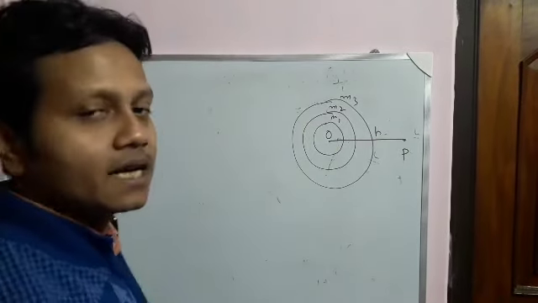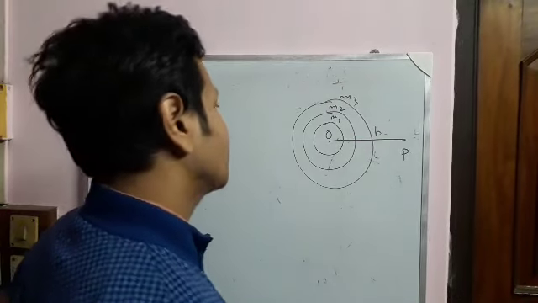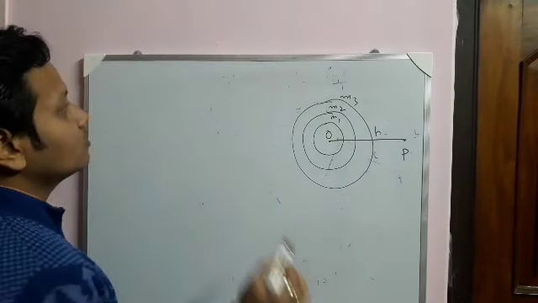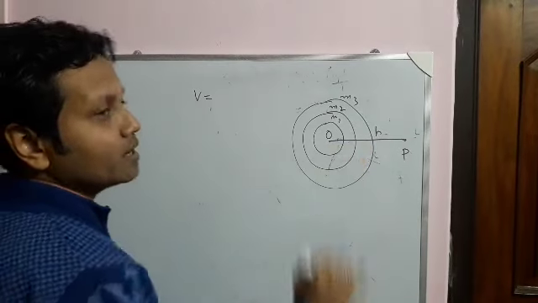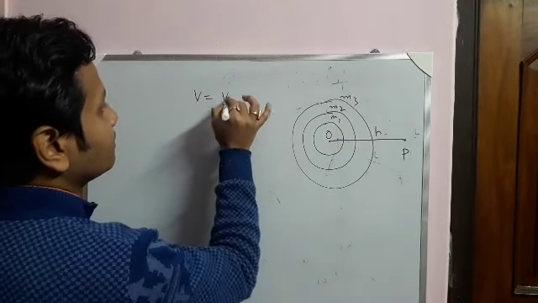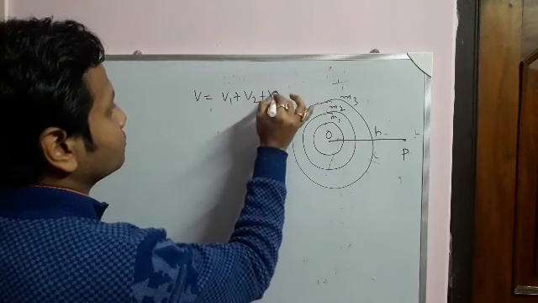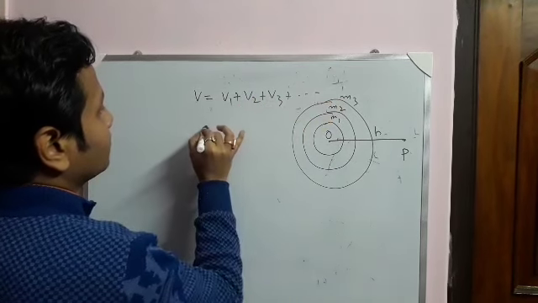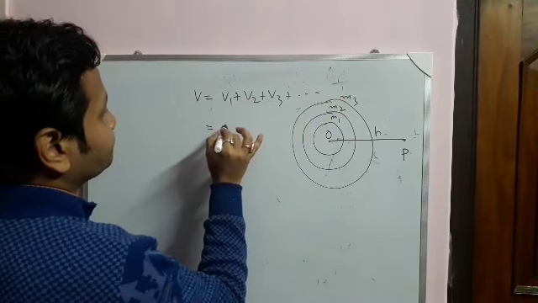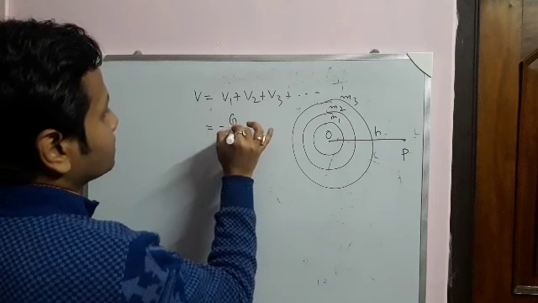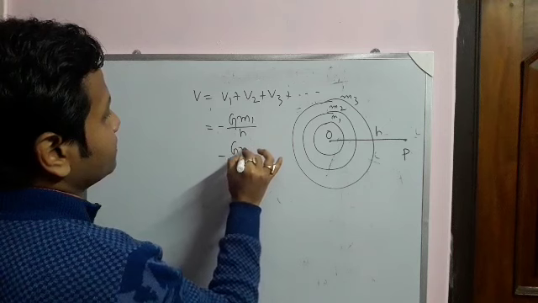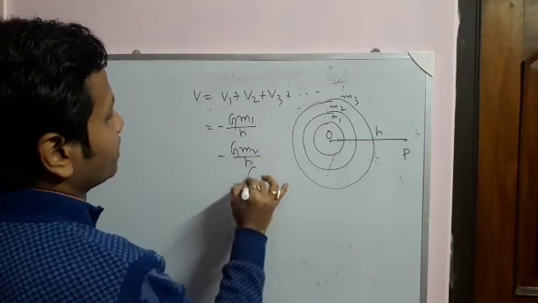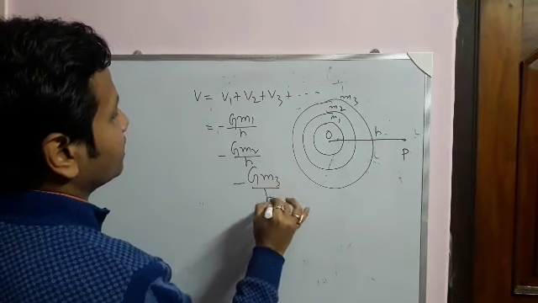find out the potential at a point P outside the sphere. We all know what the potential at P would be: the sum of the potentials of the different shells, that is V1 plus V2 plus V3 plus dot dot dot. That means we can write minus G into M1 by R, minus G into M2 by R, minus G into M3 by R, dot dot dot.